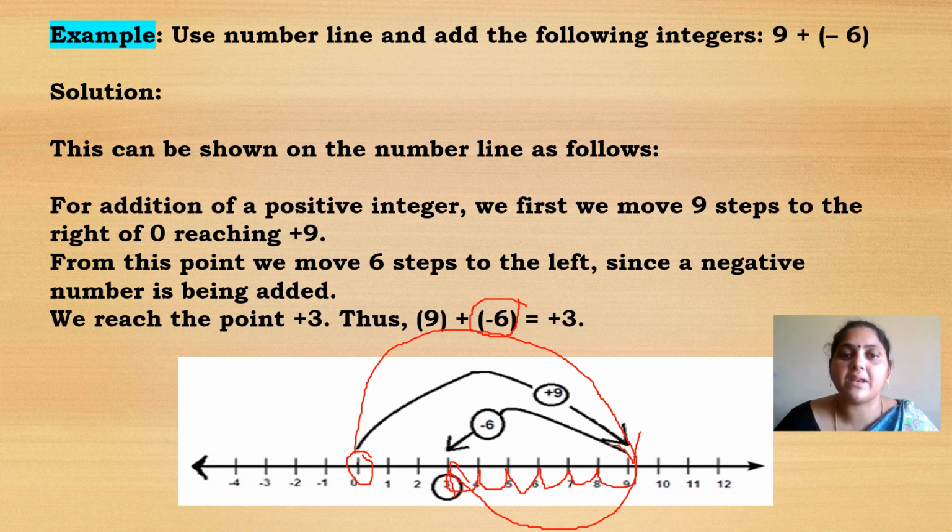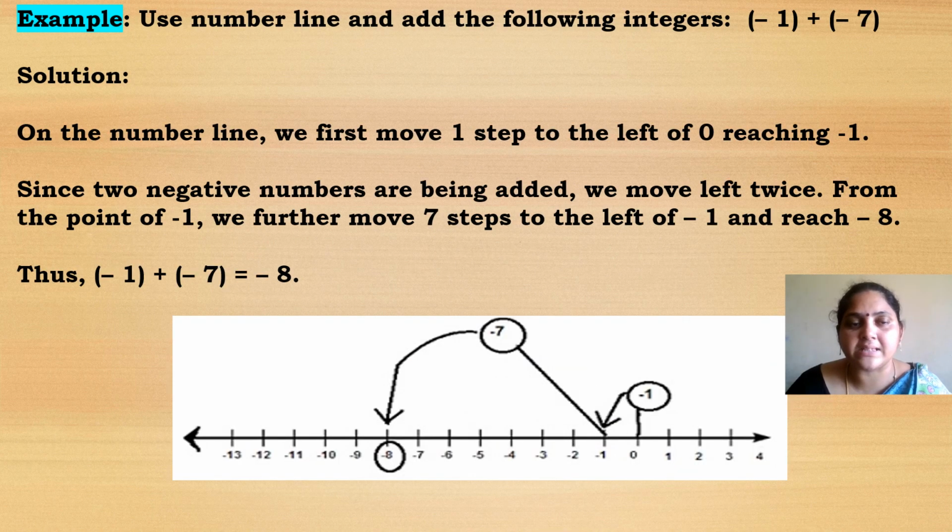So what will be our number there? Our number is 3. Is this number positive or negative? It is a positive integer. So our answer is plus 3. This is how we are going to do our addition on the number line. Now we will see one more example.